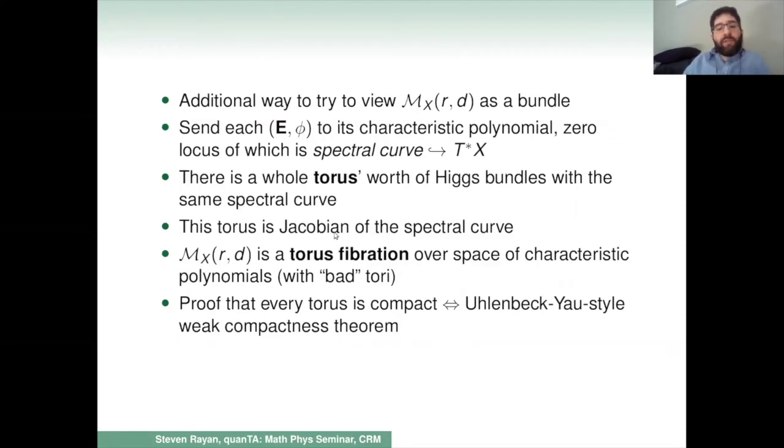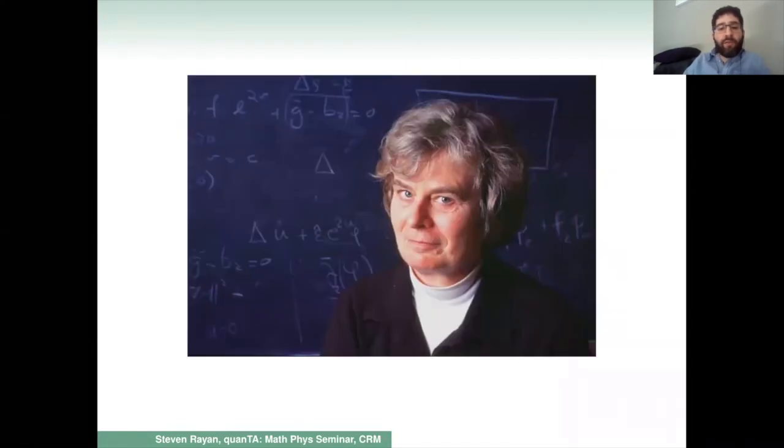And it turns out that every such torus is compact, even the bad ones. The proof of this goes back to Hitchin, and it is an application of the Uhlenbeck-Yau weak compactness theorem. So Yau, as many of you know, is a Fields medalist. Here's Karen Uhlenbeck, who won the 2019 Abel Prize in mathematics.